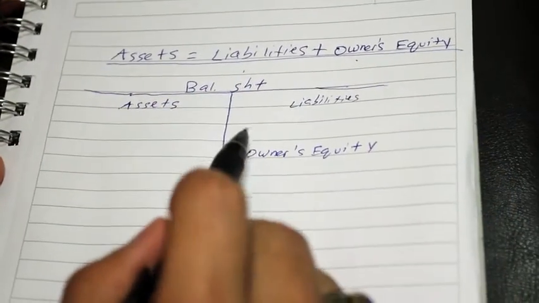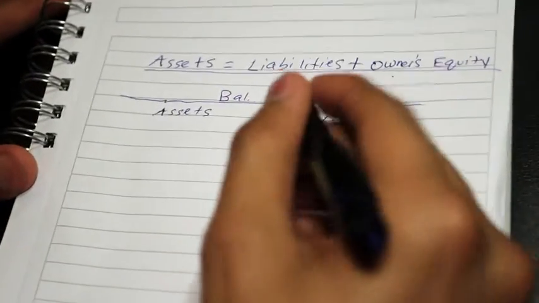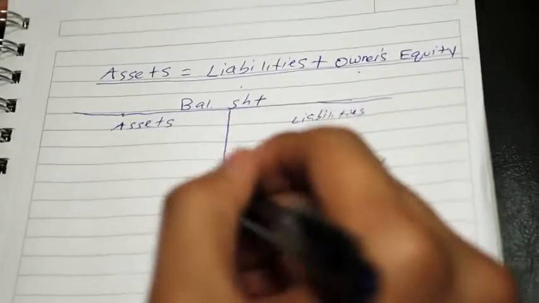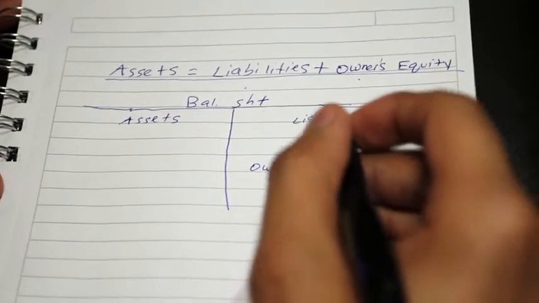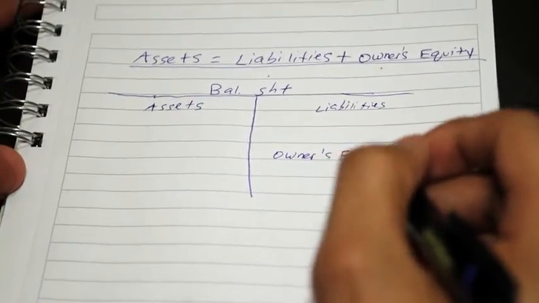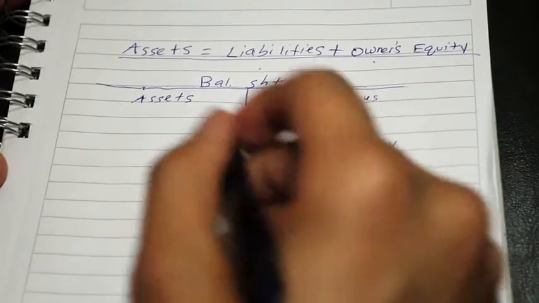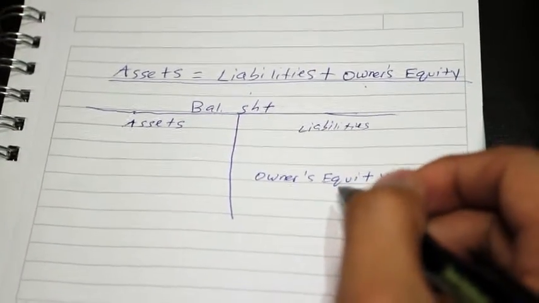Now that you can visualize what a balance sheet would look like, I will now go into the details with regards to what assets are, what liabilities are, what owner's equity is, and what necessarily entails these things.